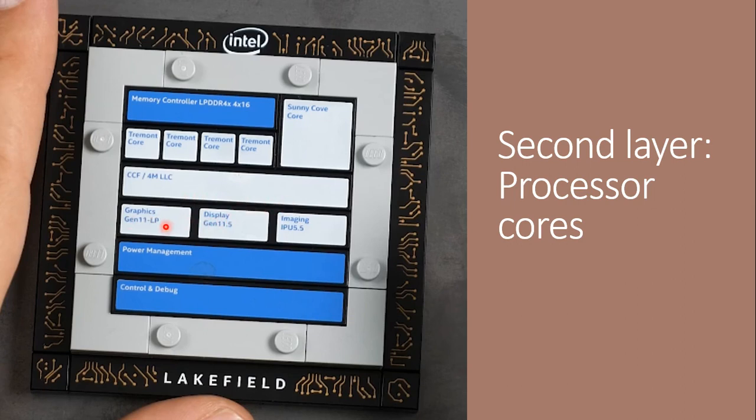Here we have the graphics part. We have the generation 11 graphics. This is basically the graphics card. This is the monitor controller, and here we have the imaging. This would be basically like a graphics processor in 2 dimensions. This is all the graphics card, but here we have it separated, integrated into the processor together with a power management module and control and debug.